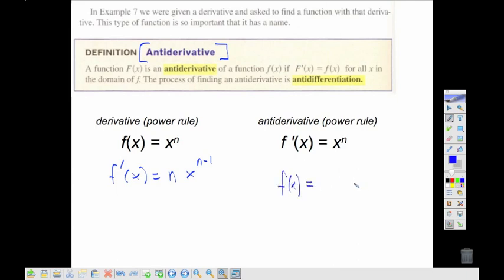So here we are subtracting 1 from my exponent, so it would have to be n plus 1. Now before, I was multiplying by the exponent of the original function. To do the opposite of that, I'm going to divide by the exponent of the original function. So whatever we get after we add 1, that's what we divide by here. And that's how we'll take an antiderivative when we have a power function.